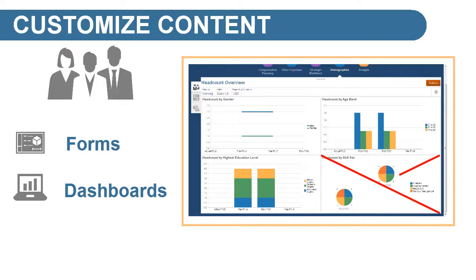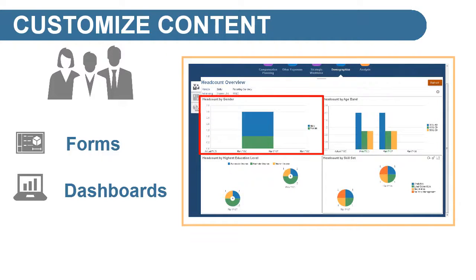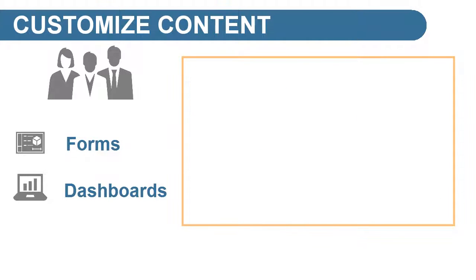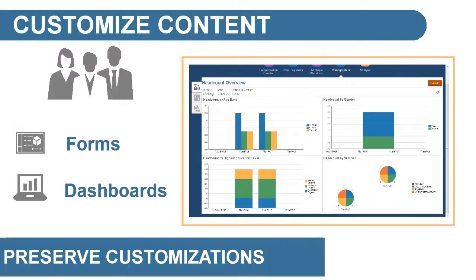For example, you can remove a chart from a dashboard, or you can change the chart type to display a different graph type. You can add a graph to a dashboard or reorder the content that is displayed on the dashboard. When you customize content and you are upgraded to a later Oracle release, your customized content is preserved.